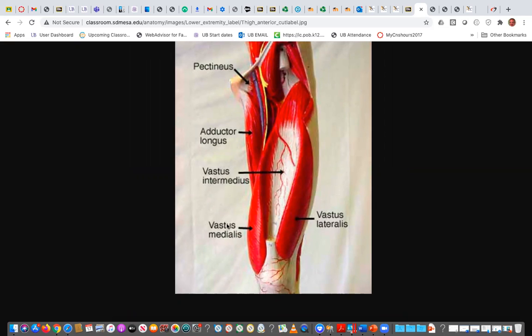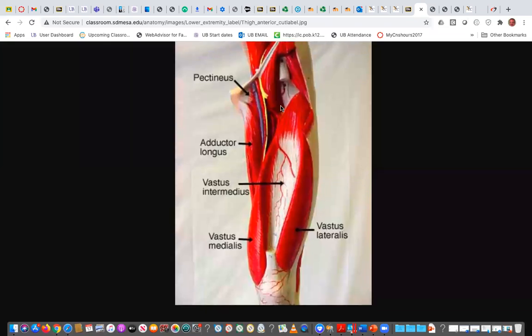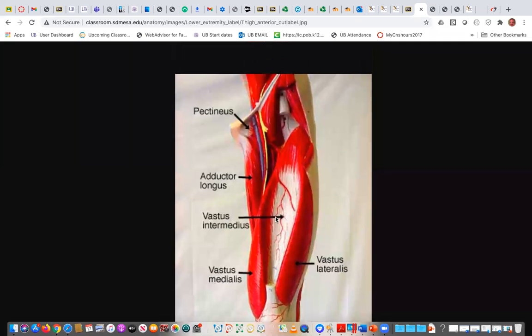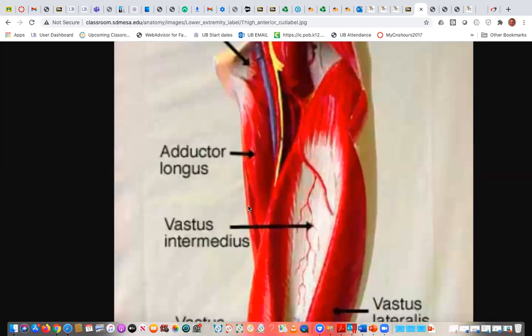Vastus just means immense. Which one was cut? The rectus femoris, that most superficial one, was cut. You could still see the adductor muscles. Here's the pectineus, here's the adductor longus, and then you could see a little bit of the gracilis right there. There's the gracilis.